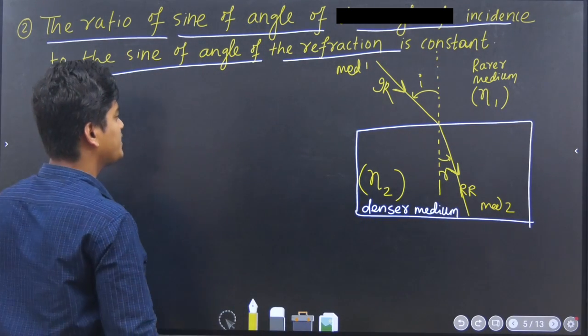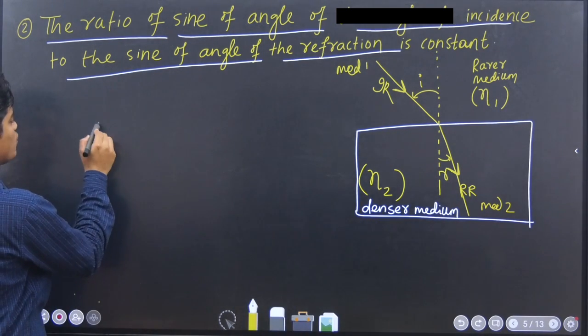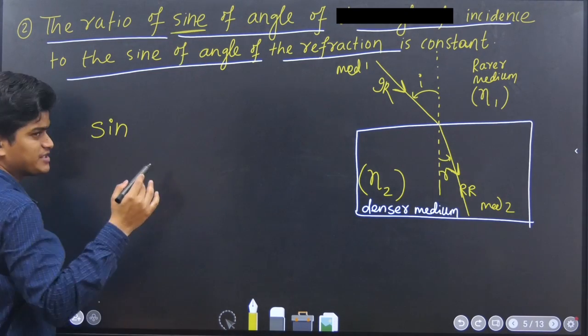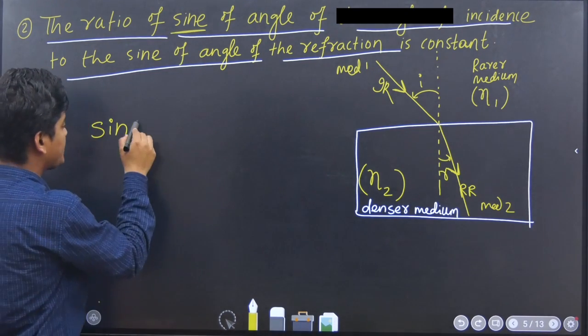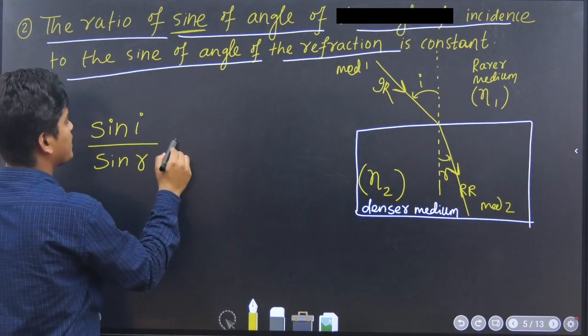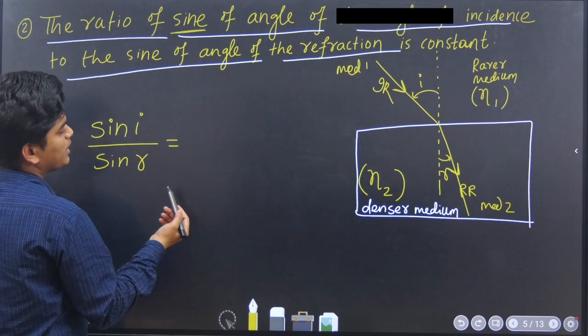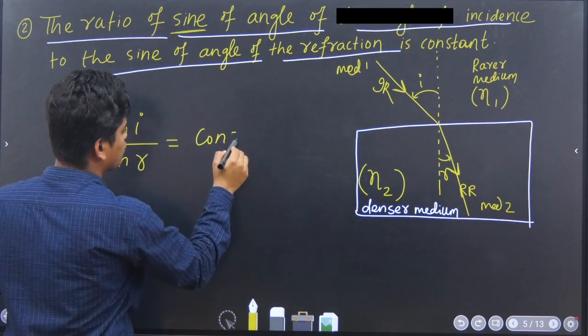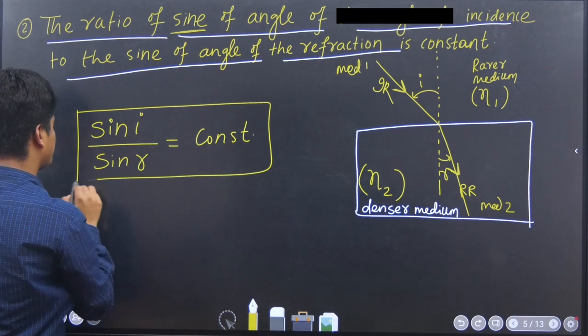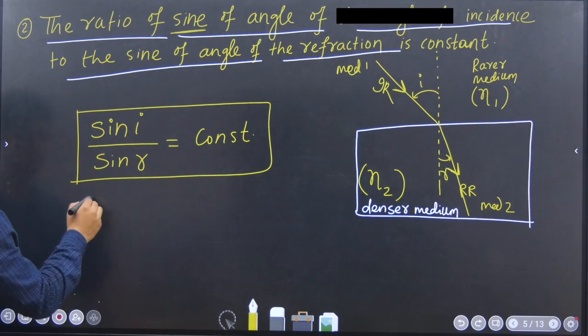Now what are they telling? They are telling you to take the ratio of sine I by sine R. Sine means sine, cos, trigonometry. Sine I by sine R. How much is it? They are telling this is basically constant. So this is what they are telling. And remember, this constant is nothing but what I can write?